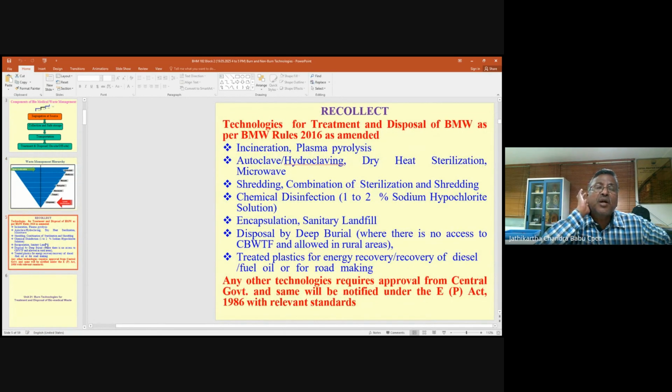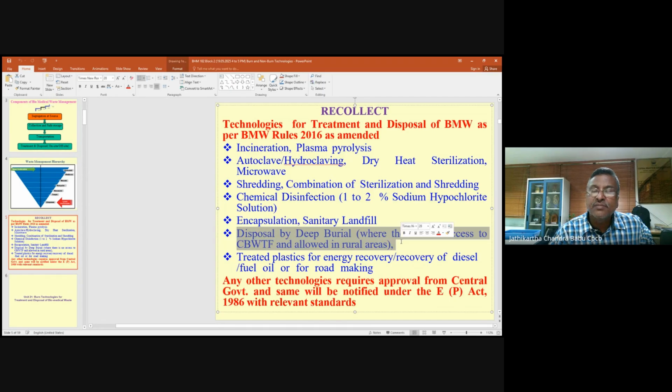Apart from that, we also learned various technologies for treatment and disposal of biomedical waste. As per the Biomedical Waste Rules 2016 as amended, all yellow color waste, that is, highly infectious waste, will go for incineration or plasma pyrolysis. The third option is deep burial. Where do we allow deep burial? Can anybody say, please?